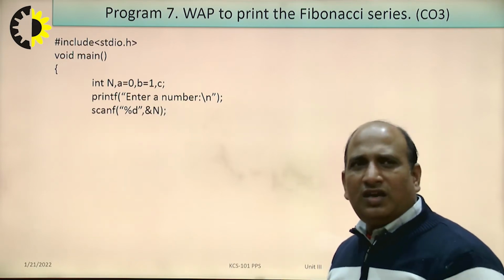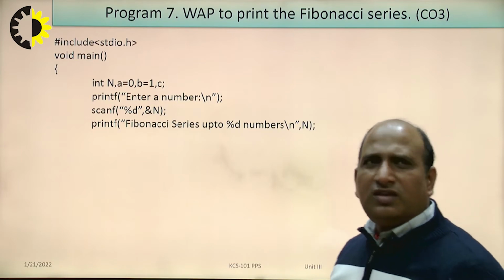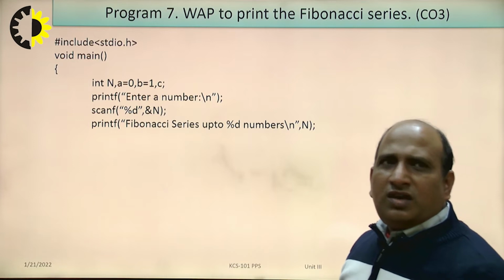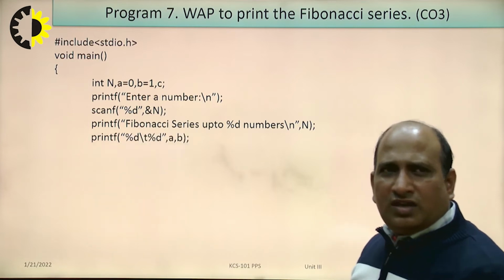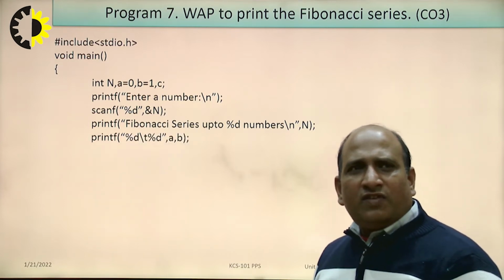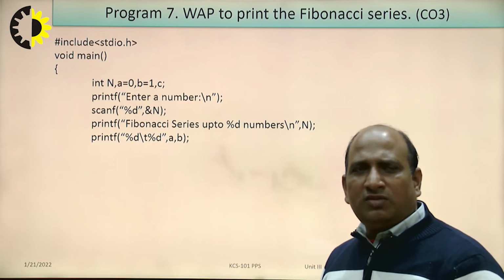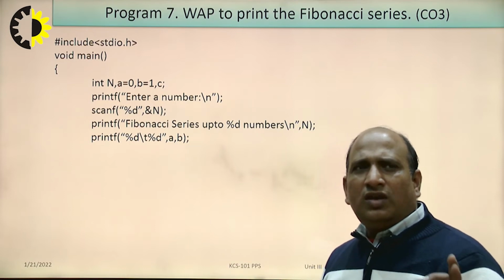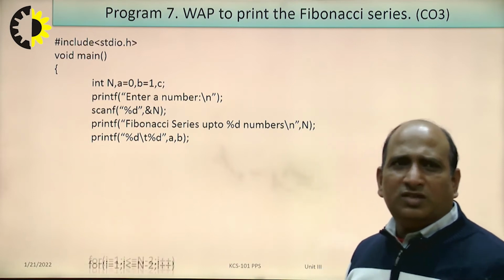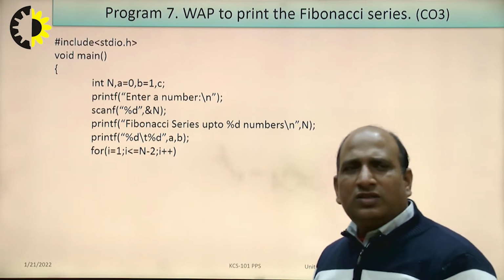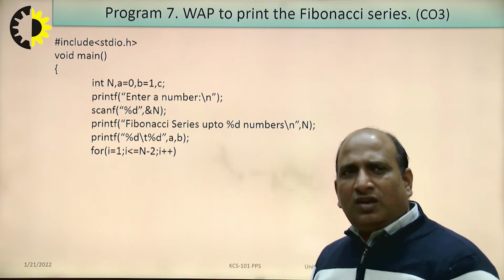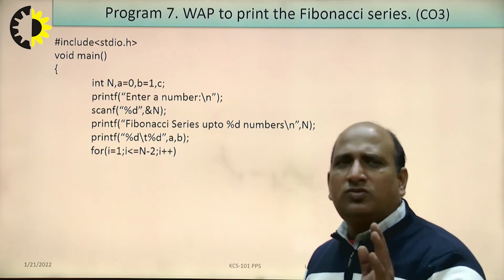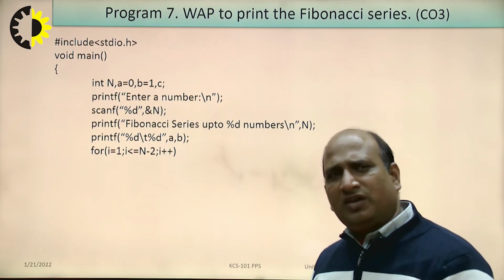I have written "enter a number". The number is entered into variable N. The Fibonacci series up to that number has to be printed, and for that I have first printed the first two terms, A and B. A is 0, B is 1, so 0 and 1 will be printed. The first two terms have been already printed. Now, since two terms have been printed, I have created a loop from 1 to n minus 2, because the first two terms have been already printed.